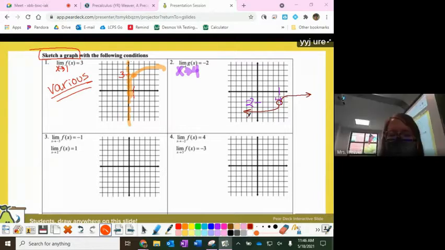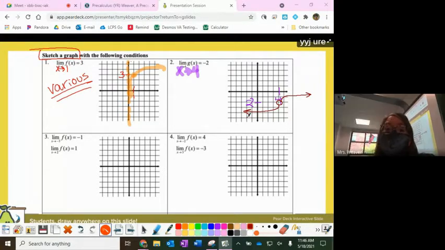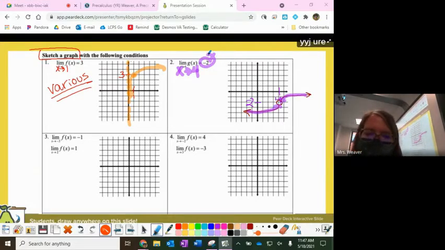Miss Weaver, does it matter if it's an open circle or a closed circle? It doesn't matter, for this reason. Even if it's an open circle, as we approach from the right, it approaches -2. As we approach from the left, it approaches -2. So the limit is -2. Whether or not the actual value of the function at that point is -2 is not important, as long as it is the same value as it approaches from left to right.